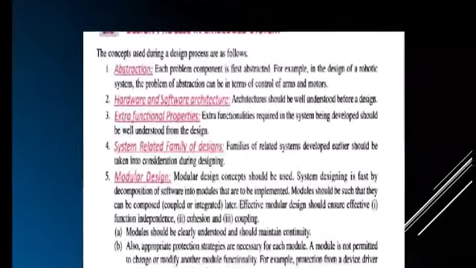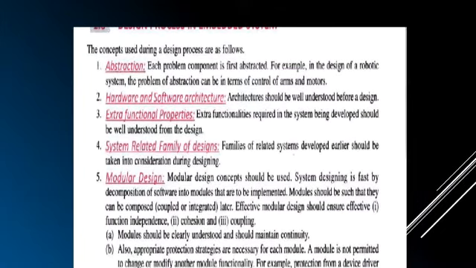First one is abstraction. Abstraction is that each problem component is first abstracted. First, you have to get the idea. You can get the idea from your customer care or the voice of the customer. We have to identify the problem, and from that problem each problem component is first identified and extracted. In design of a robotic system, the problem of abstraction can be in terms of control of arms and motors. So this is an example. When you are designing a robotic system, first we have to identify how we are going to control the arms and the motors that control the arms.